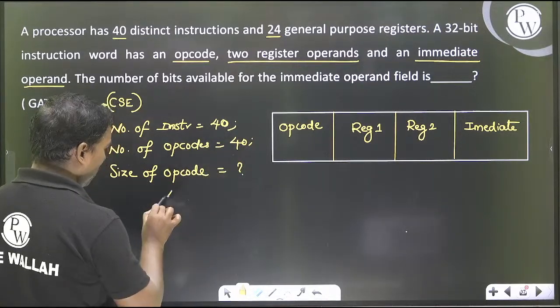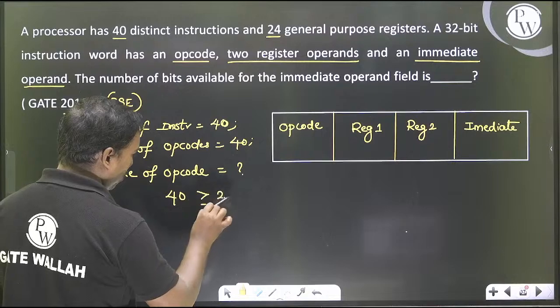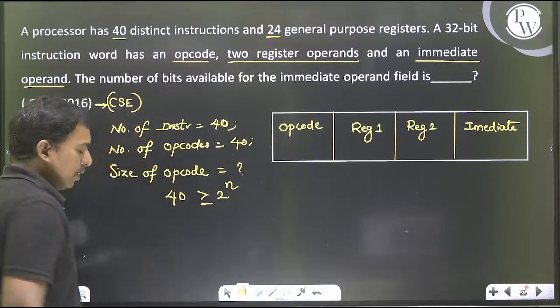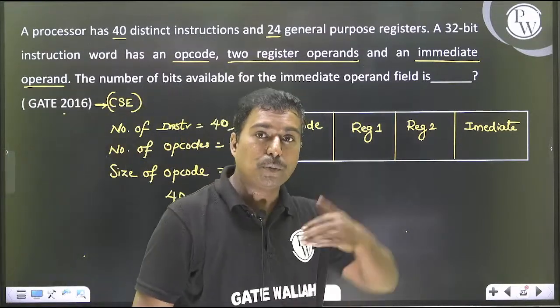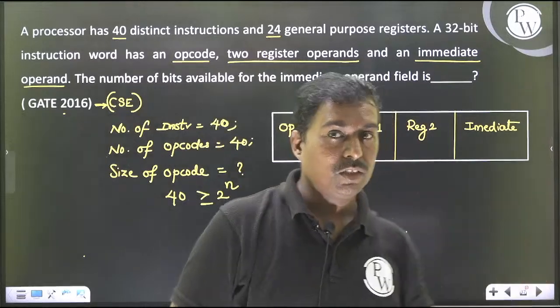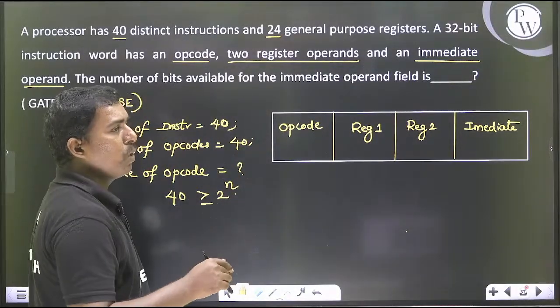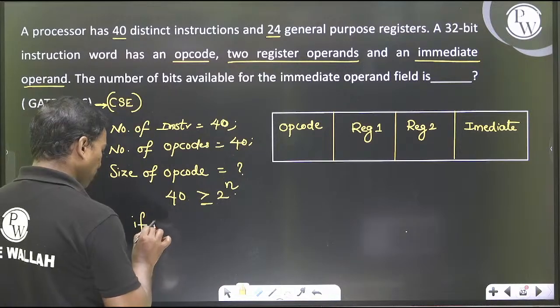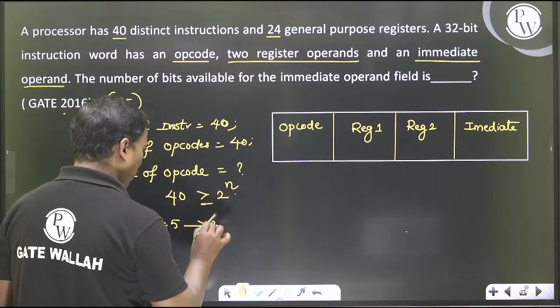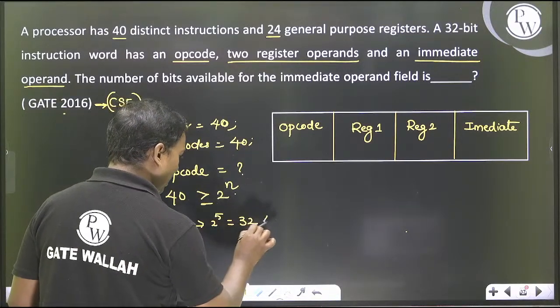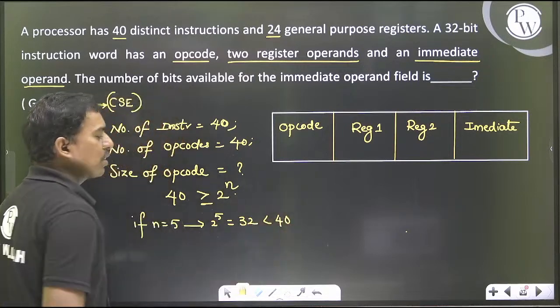That means if you take number of opcodes, 40 should be less than or equal to 2 power n. That means हमारे पास n bits है तो हम 2 power n opcodes को access कर सकते हैं. तो n कितना होगा इधर देखो. If you take n equal to 5, 2 power 5 is 32. 32 is lesser than 40. That means you are missing 8 instructions.